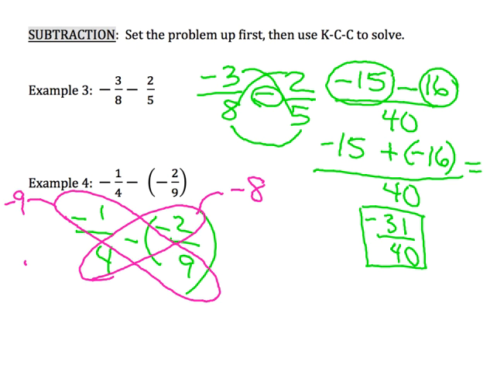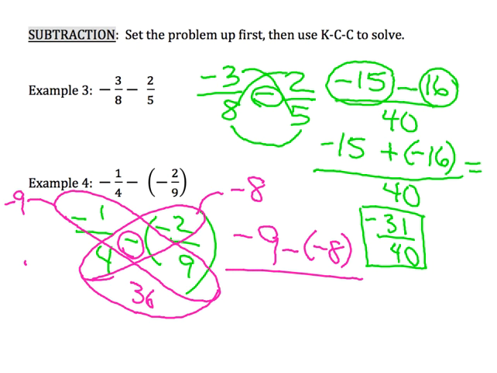Does everybody see where I got both of those numbers? And then the body is 4 times 9 or 36. I get lost looking at the butterfly. There's a lot of numbers involved. But that's why we use both methods. Negative 9 minus negative 8. Everybody see where I got those numbers? And then 36 in the denominator.